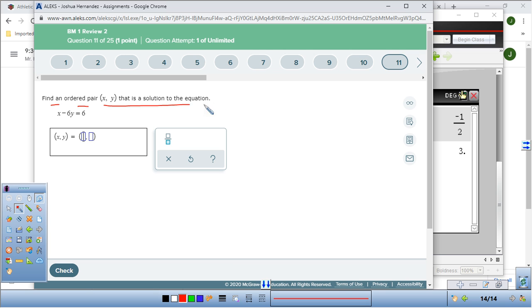Find an ordered pair as a solution. Okay. And in this situation, how do I say it?